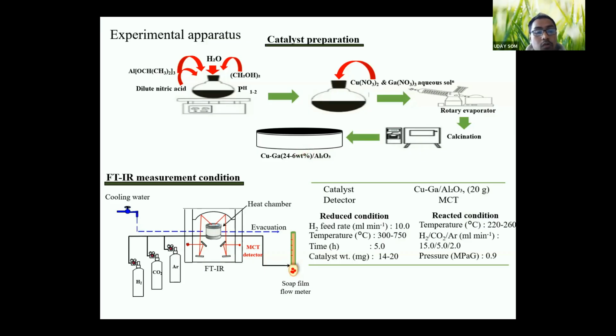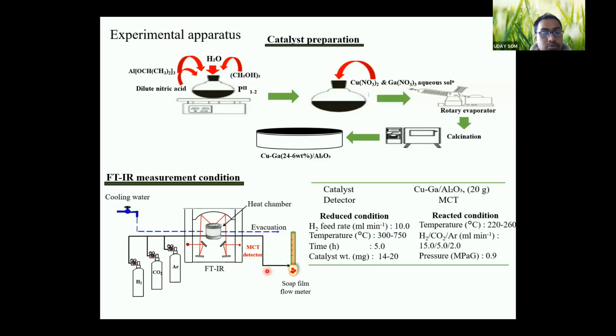The obtained catalyst is measured by FTIR spectroscopy. The reduction and reaction were performed in the FTIR spectroscopy. After that, I put this catalyst in the FTIR measurement conditions. Firstly, we reduced the catalyst. The reduction gases are hydrogen, carbon dioxide, and argon. Argon works as the carrier gas. And this is the FTIR spectroscopy. There is some equipment, like the MCT detector, the evacuation system, and the heat chamber.